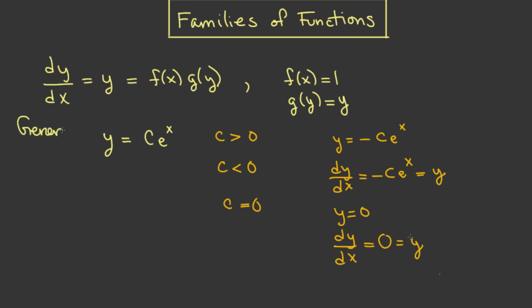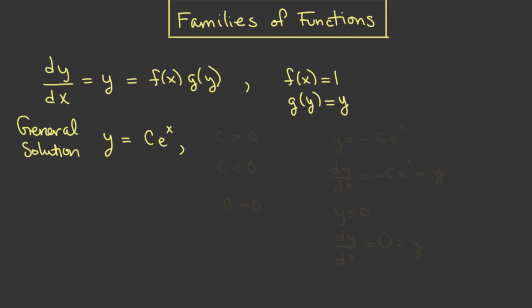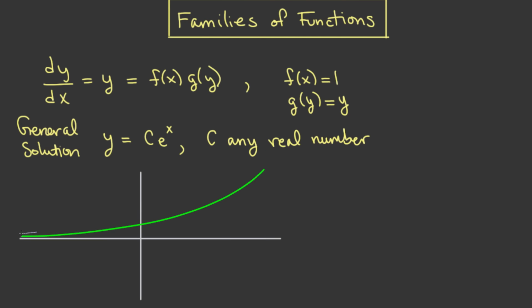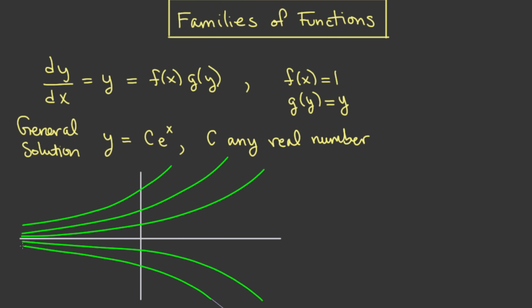So the general solution is the family of functions y is equal to c times e to the x for c any real number. That is, the solution is the collection of curves for c positive, c negative, and c equal to 0.